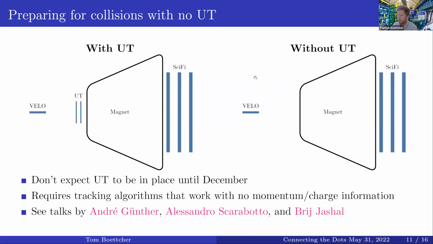So we've developed this trigger, and now it has to face the realities of collecting data. One challenge we're dealing with is that we don't expect our upstream tracker to be in place until December. The UT sits in an area with some residual magnetic field, so it gives us a first estimate of the particle's momentum and also the charge. If we have no UT, then we have to create tracking algorithms that can reconstruct tracks without momentum information and without charge information. We want to do this while sacrificing as little throughput as possible and as little physics performance as possible.